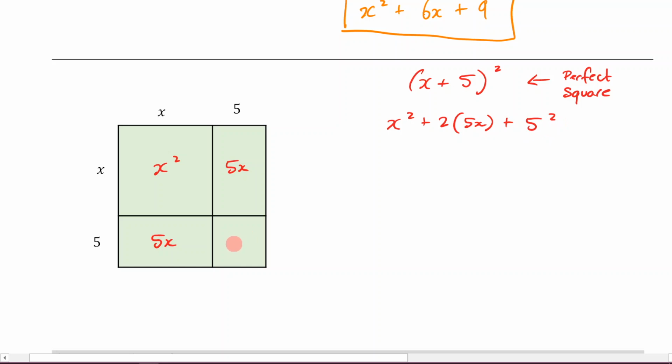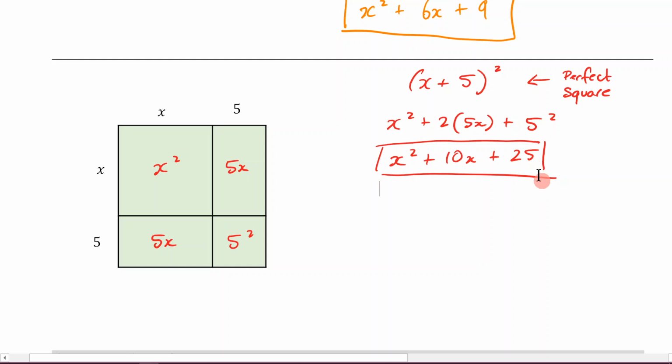And that's going to correspond to this right here. So then, if I just simplify this, it's going to be x squared plus 10x plus 25. That is my answer right there. Let's appreciate that that's a lot quicker than doing it the alternative way.